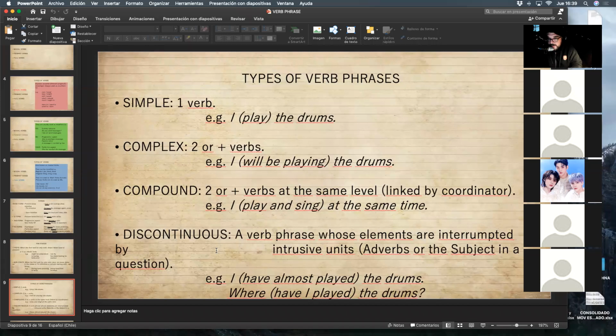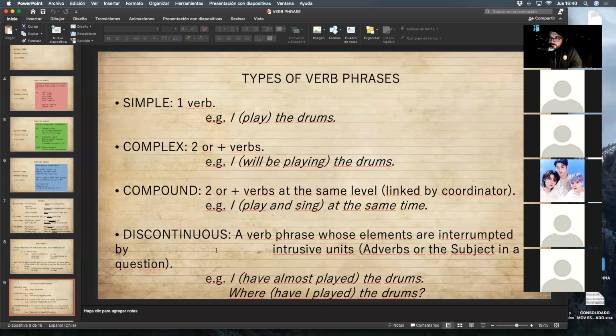So for example, I will be playing the drums. Will be playing is the verb phrase, and it's considered to be complex because there are two different auxiliary verbs. Compound auxiliary verbs is once you have two or more verb heads. How can you have that?